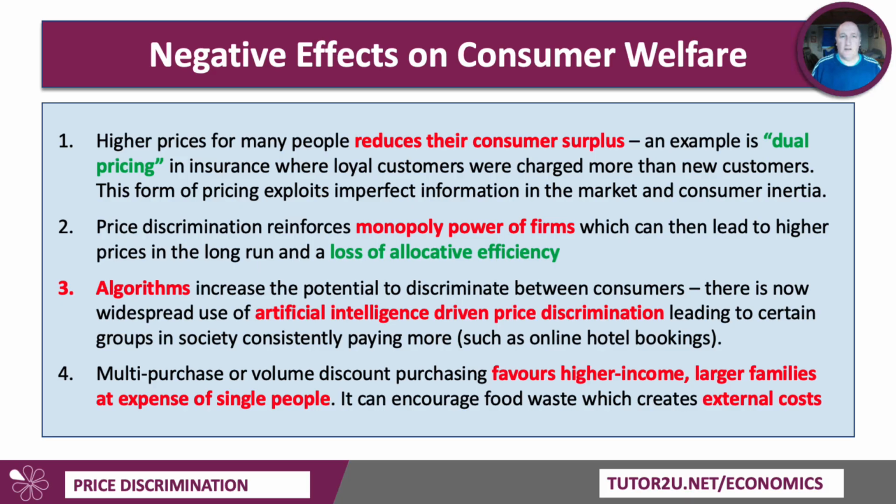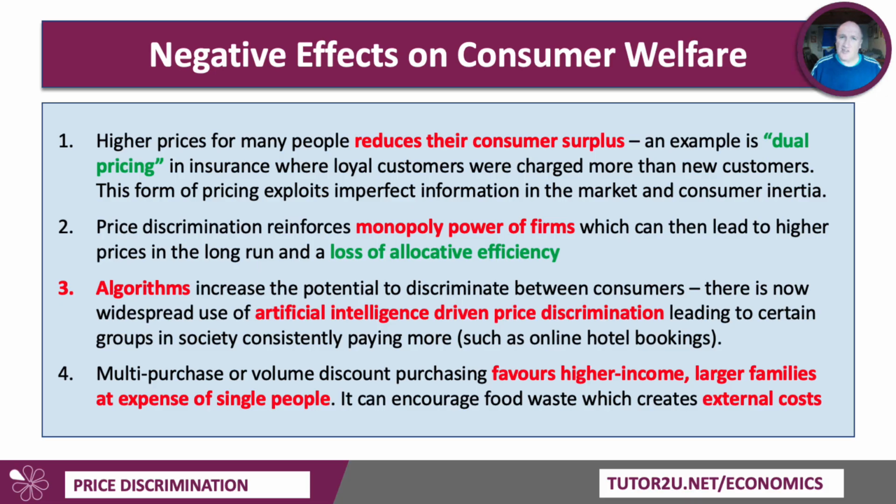Secondly, price discrimination does reinforce monopoly power. So ultimately, if this leads to more monopoly power, prices will be higher in the long run, price will be above marginal cost, and allocative efficiency will suffer. And increasingly, businesses are now using algorithms to intensify dynamic pricing. So, the use of artificial intelligence driven price discrimination. When you're booking a hotel or a train ticket or flight, the algorithms really do drive price differences for the same good or service for different consumers. And there's a whole issue about the ethics of this.